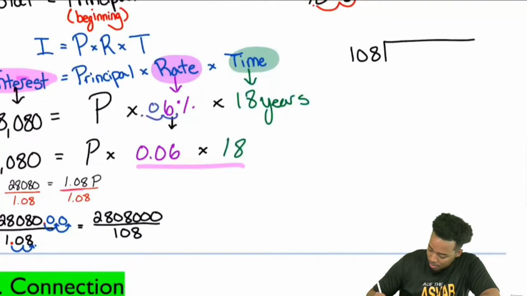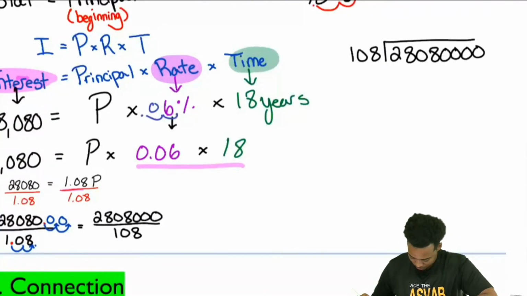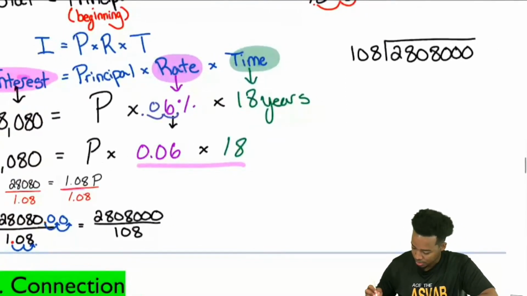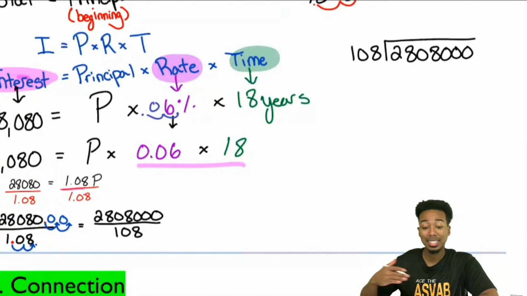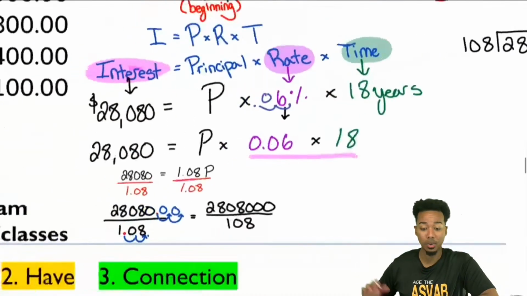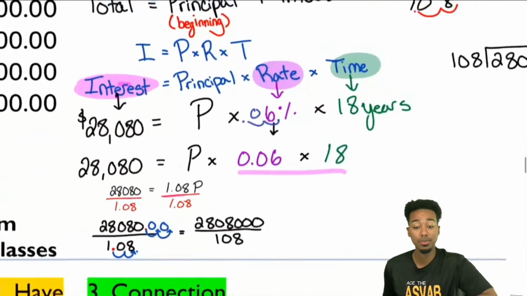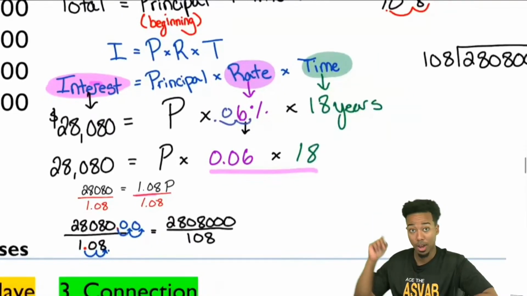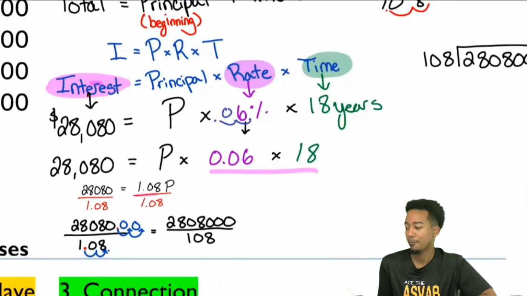108 divided into 280,800. 1, 2, 3, 4, excuse me, 1, 2, 3, before I make a mistake. And now we can go ahead and get that done. So take a quick screenshot of this side before I continue, because now I'm actually going to do the math right above me. 5, 4, 3, 2, and 1.